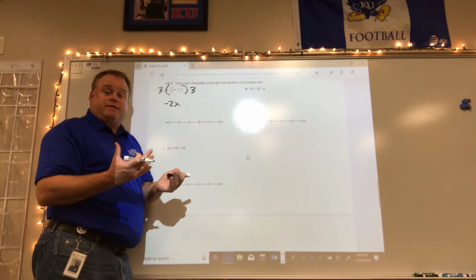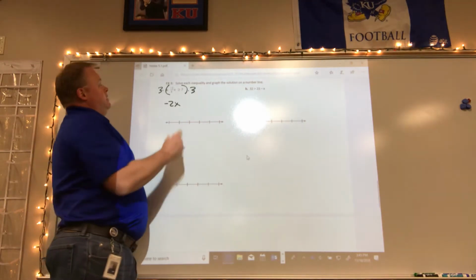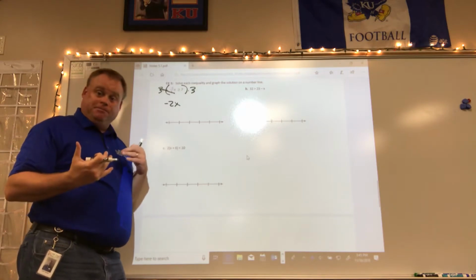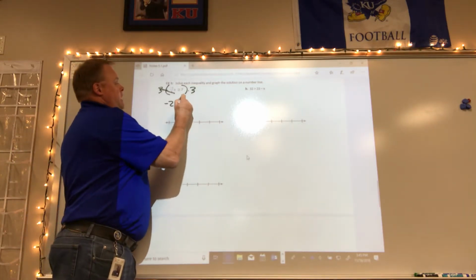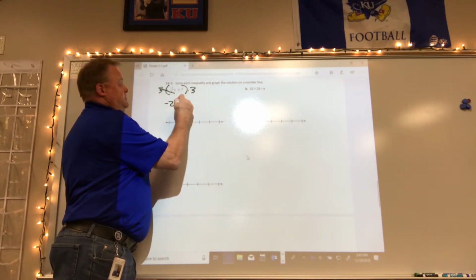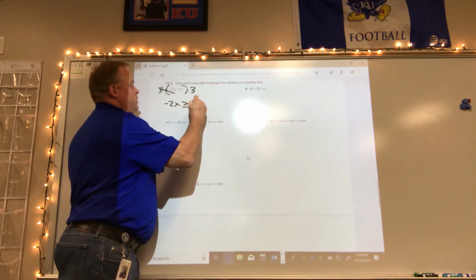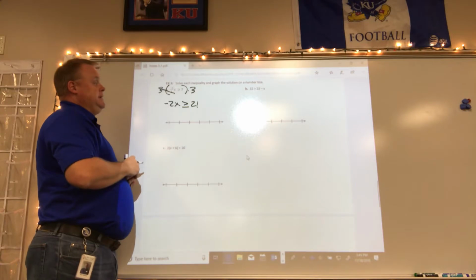Remember, you can put it in a calculator if you can't see it. The rest of us can see the 3's cancel out, just leaving me the negative 2. Okay, I multiplied by a positive, so I don't touch the inequality. 7 times 3, 21.